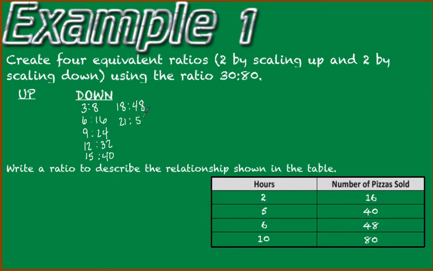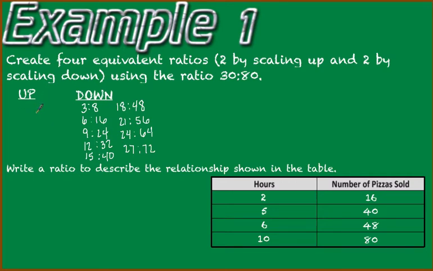21 to 56, 24 to 64, and 27 to 72. Now I can't go any higher because I know that if I multiply by 10, it's going to give me 30 to 80. So these are the ones I could find that are smaller. You only need 2, but these are several options that you could have gone with.